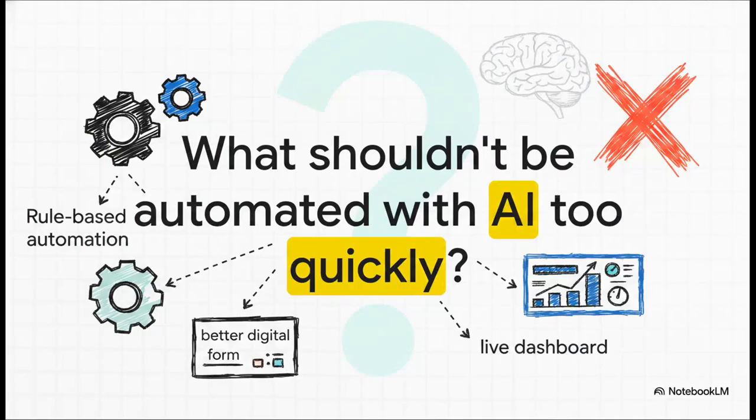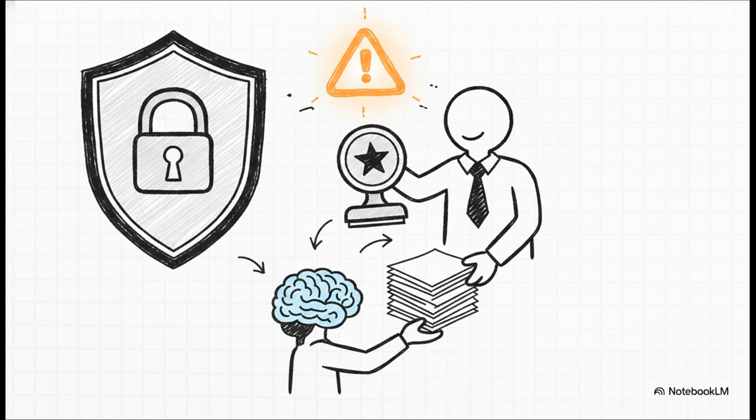But hold on a second. What shouldn't be automated with AI too quickly? It's critical to remember that not every workflow actually needs AI. Honestly, in a lot of cases, a simple rule-based automation, a slightly better digital form, or a live dashboard is literally all you need to solve a problem reliably. So, the crucial point is this.